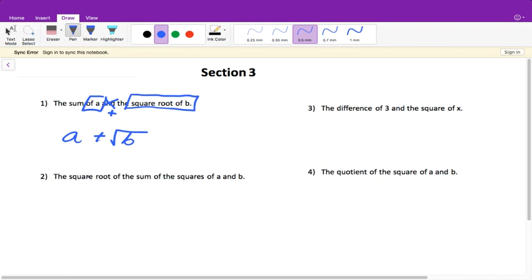All right, this one says the square root of, so that means I know that that is happening last because we're taking the square root of all of this. So that means all of everything that follows this needs to be inside my square root.